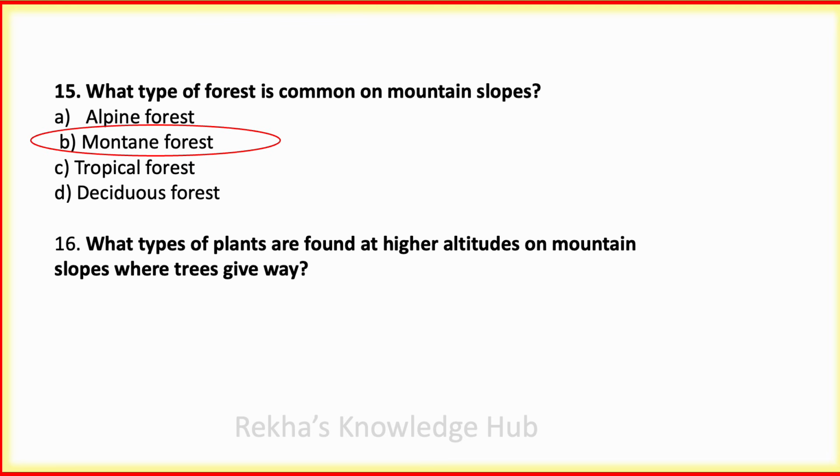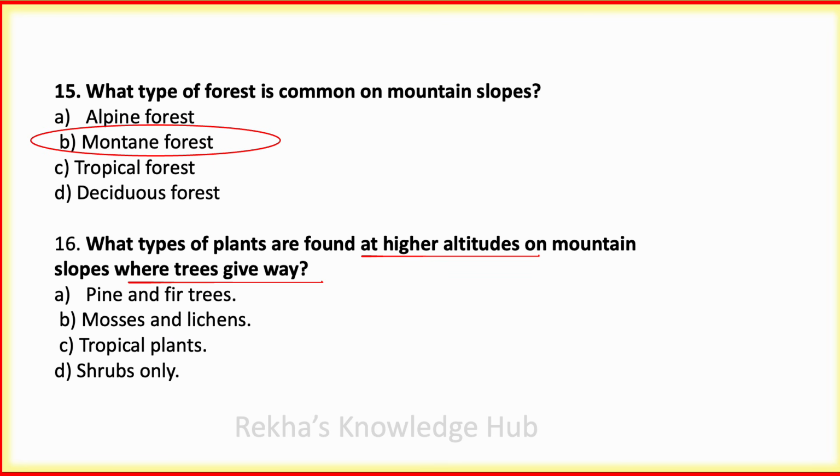What types of plants are found at higher altitudes on mountain slopes where trees give way? Options are pine and fir trees, mosses and lichens, tropical plants, shrubs only. Which is the correct answer? At higher altitudes, the trees give way to grasses, mosses and lichens.